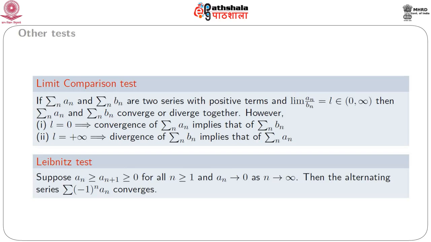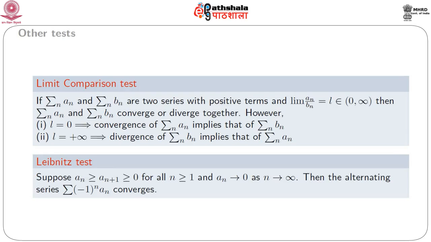So next we shall discuss some other tests. The first one is limit comparison test. If summation a_n and summation b_n are two series with positive terms and limit of a_n by b_n equals L, and L is assumed to be positive and finite, then summation a_n and summation b_n converge or diverge together. However, if L equals 0, then convergence of summation b_n implies that of summation a_n. Again, if we assume that L is plus infinity, then divergence of summation b_n implies that of summation a_n.